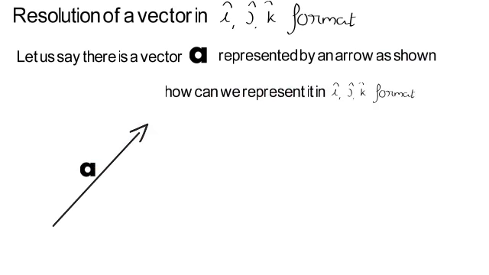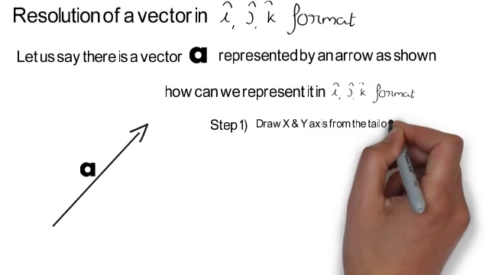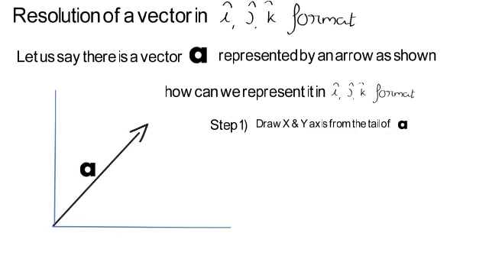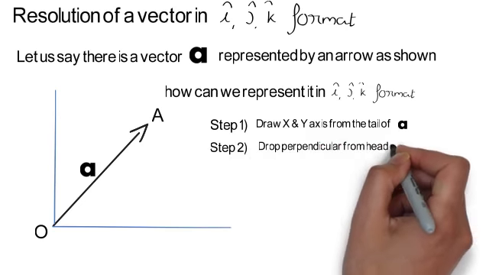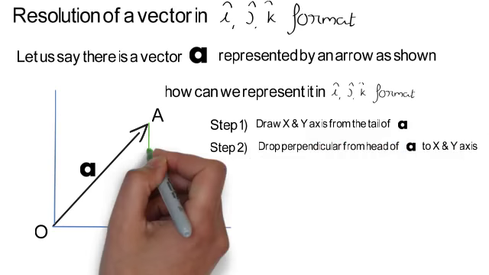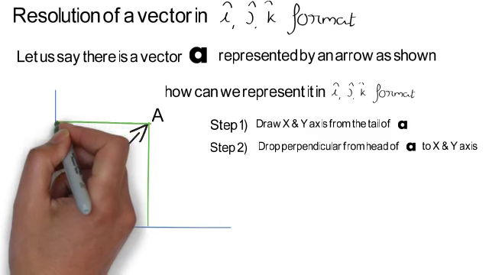That means how can we write this vector in rectangular form? The procedure is very simple and straightforward. Step 1: draw x and y axes from the tail of A. So this is the x-axis and this will be the y-axis. And let us call these points O and A. Step 2: draw perpendiculars from A to the x and y axes. So first we draw a perpendicular to the x-axis and then we draw a perpendicular to the y-axis.